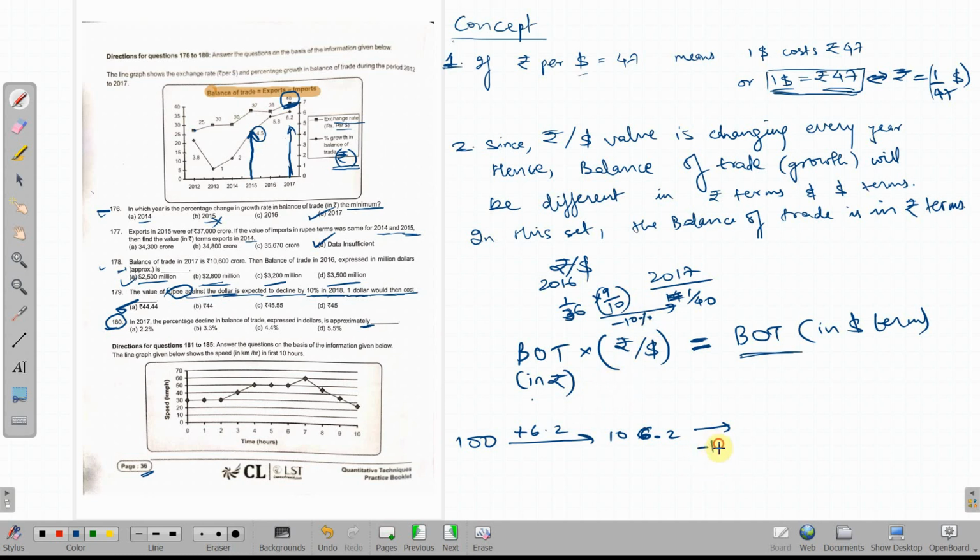सो यहाँ पे दिस नंबर विल ऑल्सो डिक्रीज बाई 10%, and the number will decrease by 10%. So 106.2 decreased by 10% becomes roughly, 10% of 106.2 would be 10.6, so it will decrease by 10.6. Roughly this will become 95.6 or something. Okay, 95.6. So 100 say 95.6. How much is the decline? It's a decline of 4.4%.